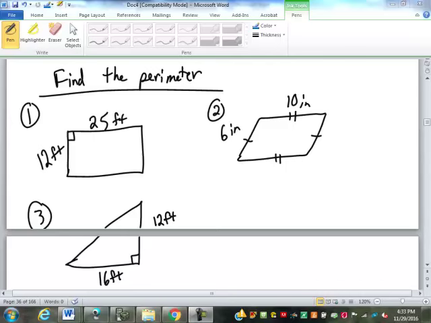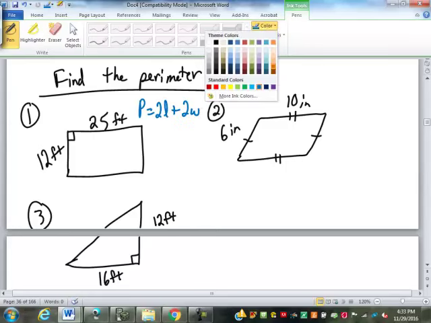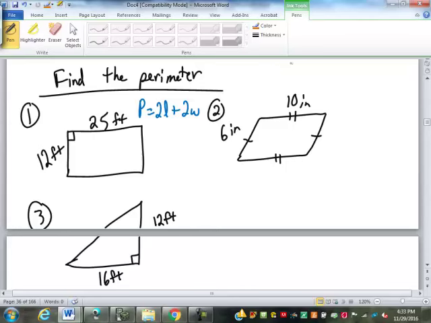Okay, so for the first one, it's a rectangle. And we've actually used that formula before when solving word problems. The perimeter is 2 times the length plus 2 times the width. Or we could just add up the sides, where a perimeter is just the distance around an object. So if we added up all the sides, that gives us the perimeter as well.